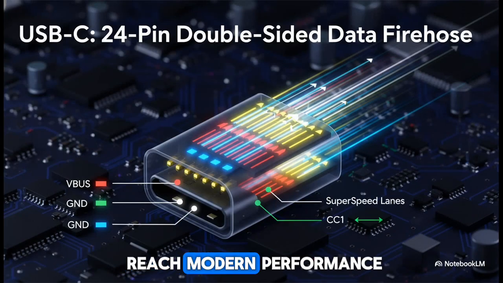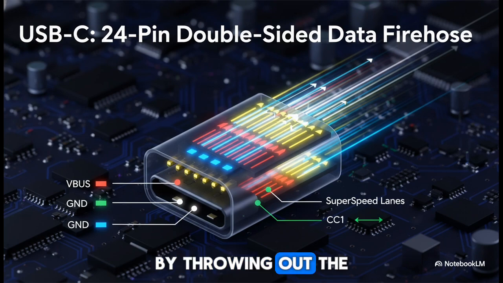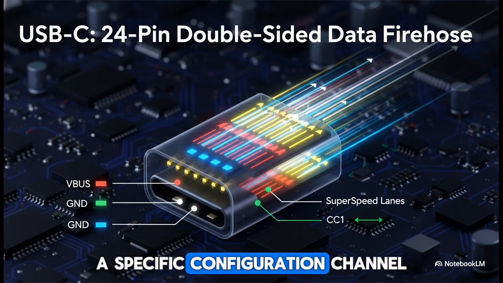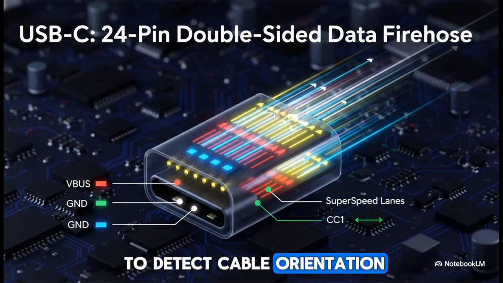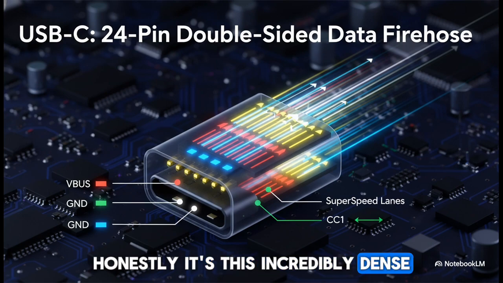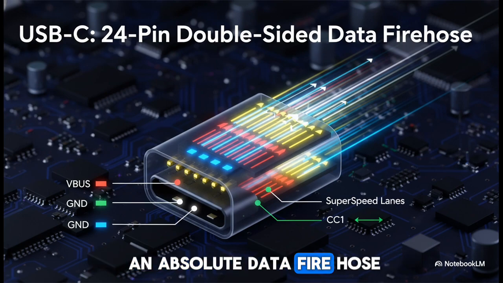But to reach modern performance, that rigid 4-pin limit just had to go. USB-C utilizes a highly dense 24-pin double-sided connector. By throwing out the old rules, USB-C unlocks multiple dedicated pairs for super-speed data transmission, a specific configuration channel to detect cable orientation, and biphase mark code configuration. Honestly, it's this incredibly dense 24-pin architecture that makes USB-C such an absolute data firehose.